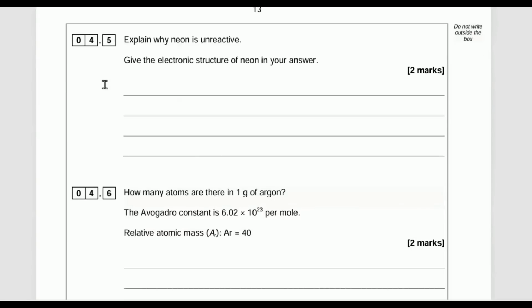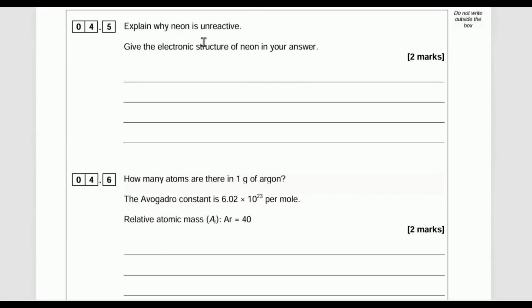Moving on. 4.5. Explain why neon is unreactive. Give the electronic structure of neon in your answer. Oh my days. So I think neon has 10 electrons, if I remember rightly. What is neon's atomic number? Is it 10? I'm going to have to look at a periodic table. Let's have a go.